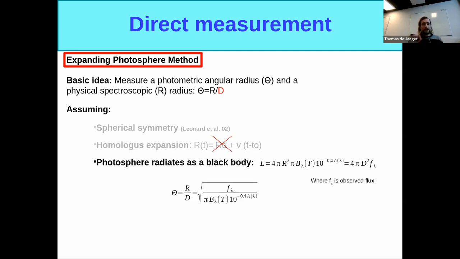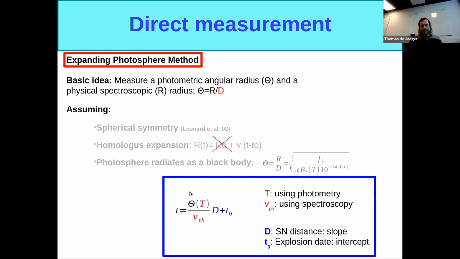Then you need to make a big assumption, that the photosphere radiates as a black body. So you can write the luminosity with the Planck function. Here I also add a term to take into account the dust extinction. And this is what you obtain on Earth. It depends on the flux you observe on Earth, and it depends on the distance. So you can rewrite theta equal R over D using those two equations, and you end with this equation. Then for the radius, you can use the equation of the homologous expansion to rewrite it.